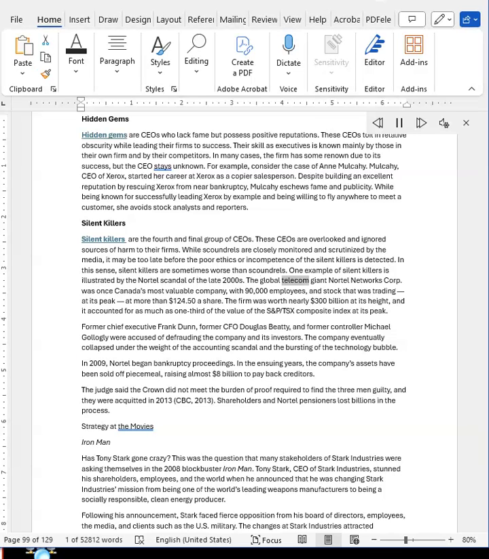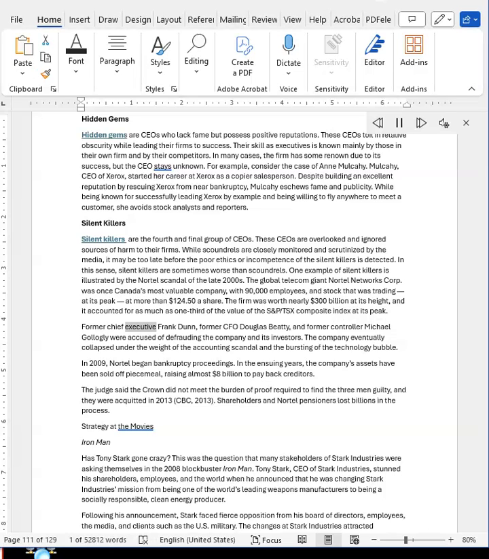The global telecom giant Nortel Networks Corporation was once Canada's most valuable company with 90,000 employees and stock that was trading at its peak at more than $124.50 a share. The firm was worth nearly $300 billion at its height, and it accounted for as much as one-third of the value of the S&P/TSX Composite Index at its peak.